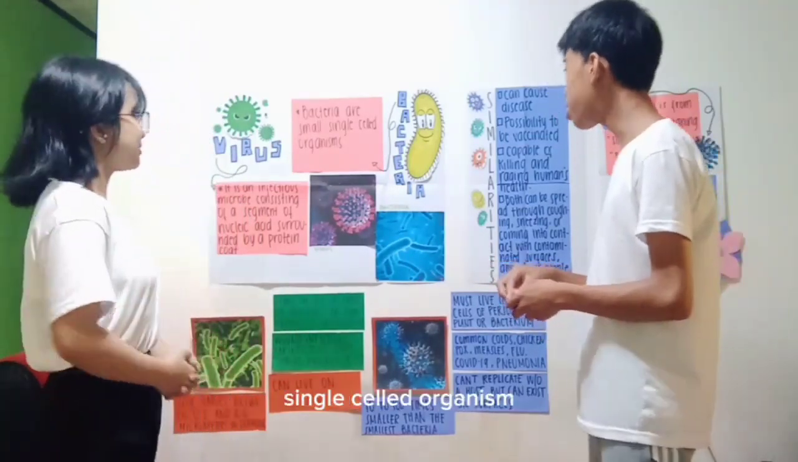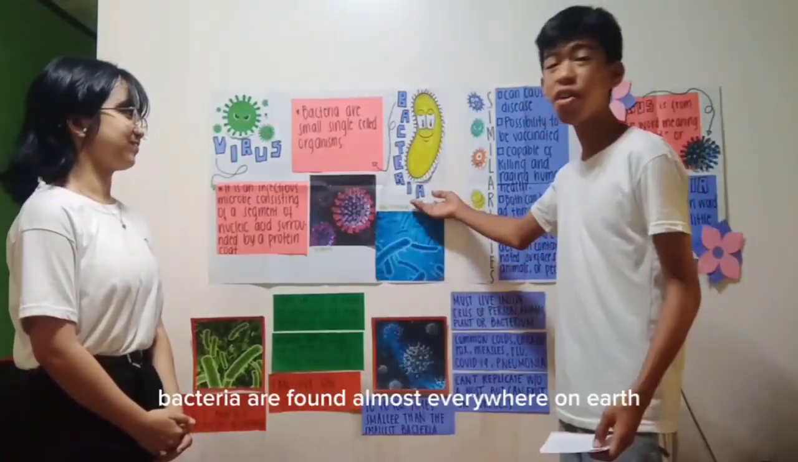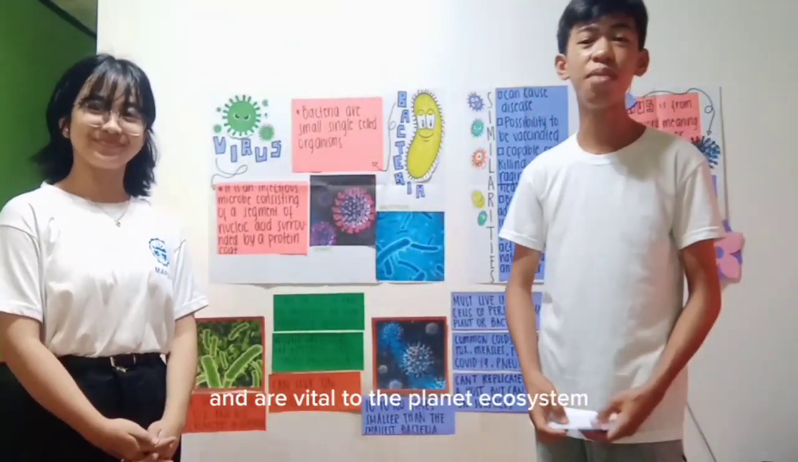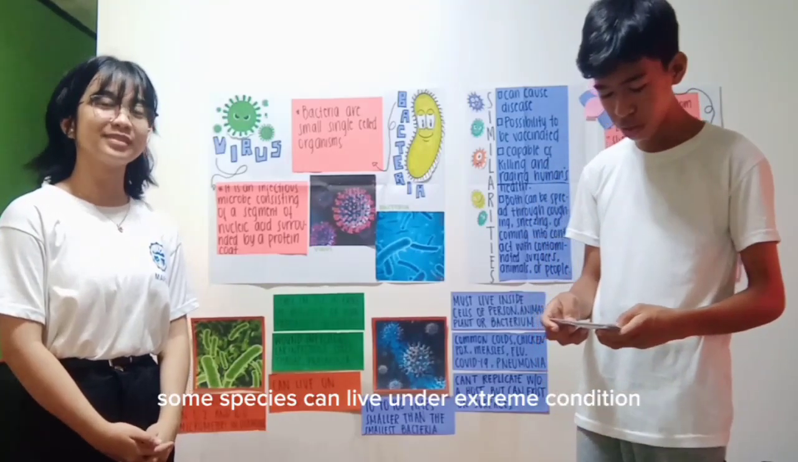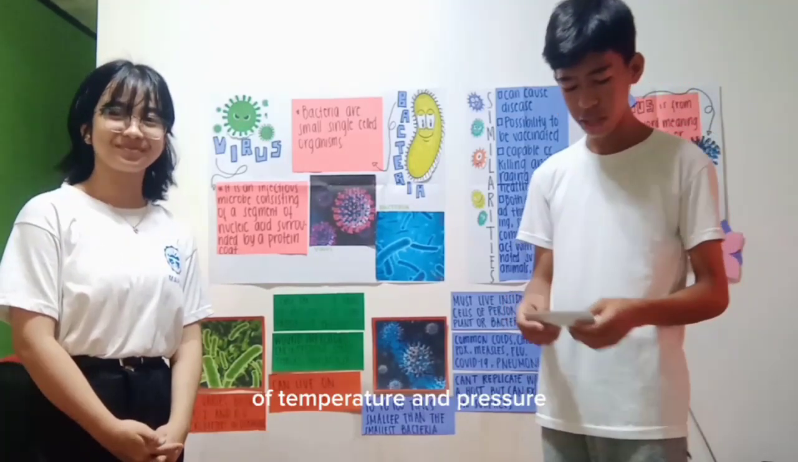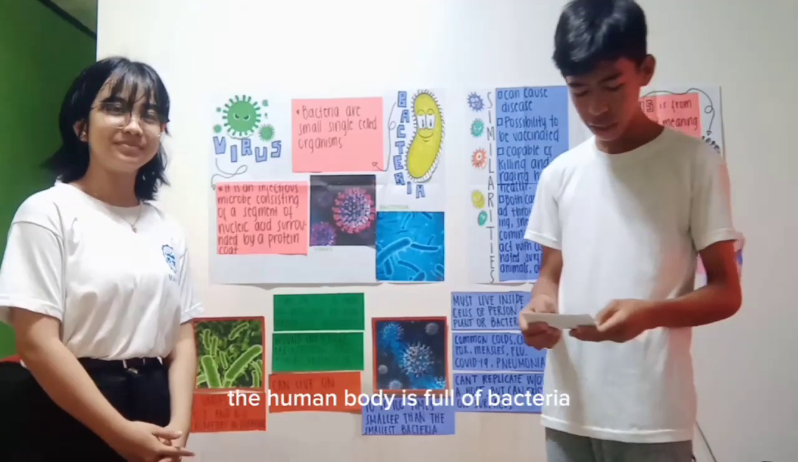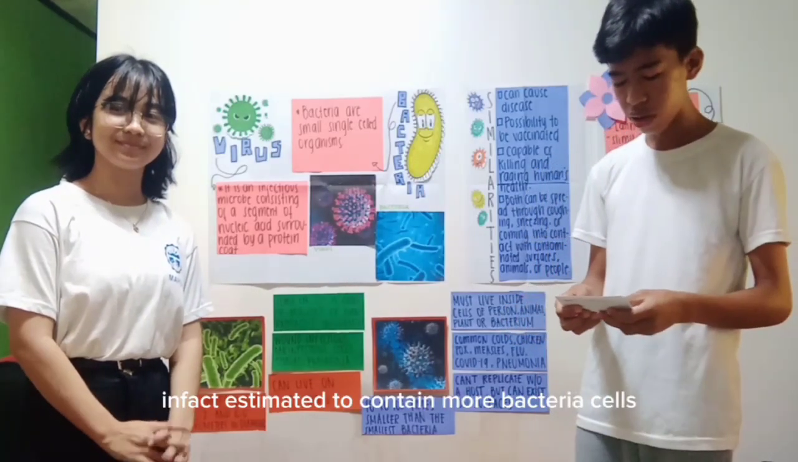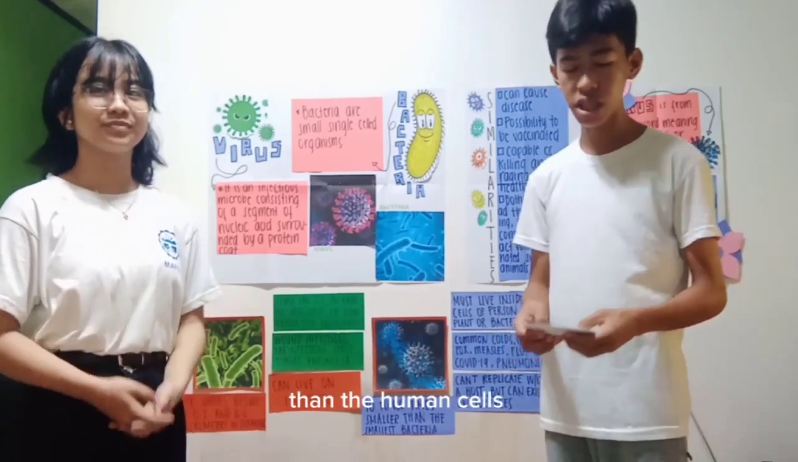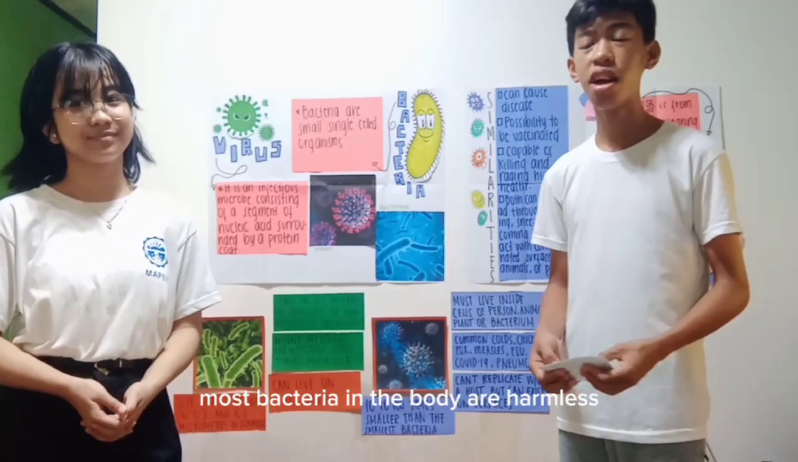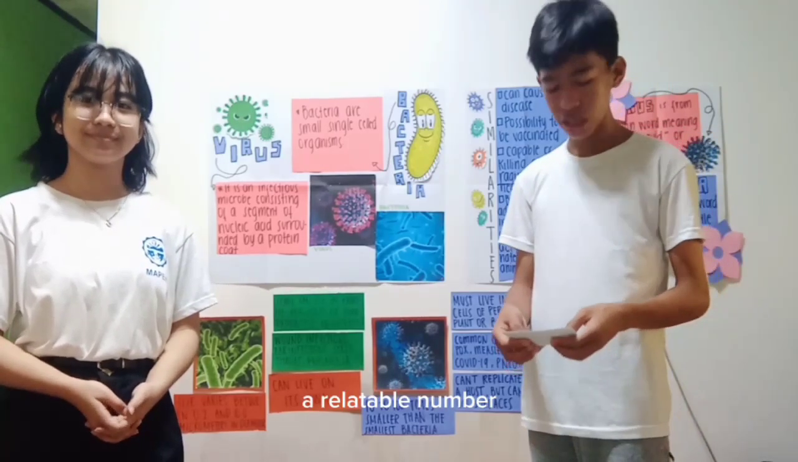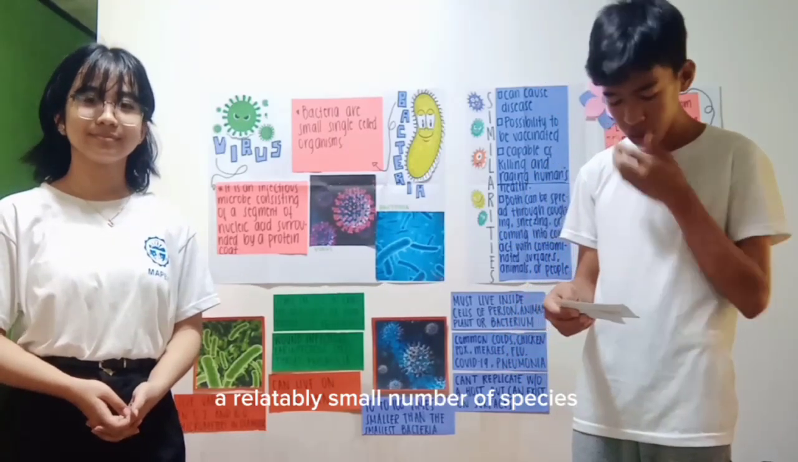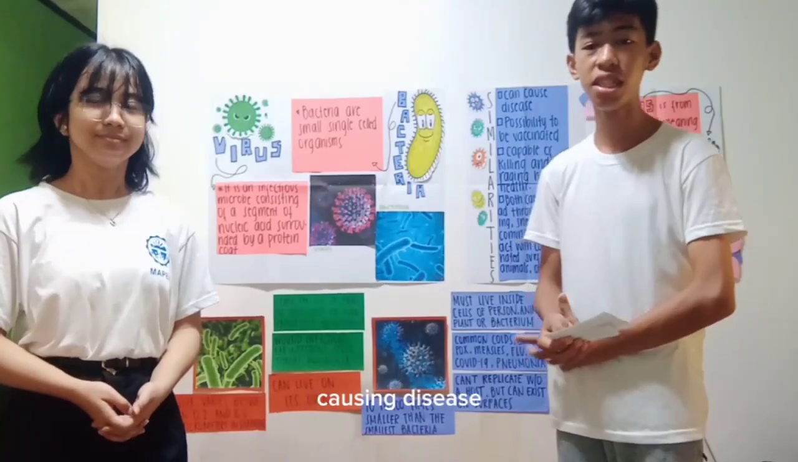Bacteria are small single-celled organisms. Bacteria are found almost everywhere on Earth and are vital to the planet's ecosystem. Some species can live under extreme conditions of temperature and pressure. The human body is full of bacteria, in fact estimated to contain more bacterial cells than human cells. Most bacteria in the body are harmless, and some are even helpful. A relatively small number of species causes disease.